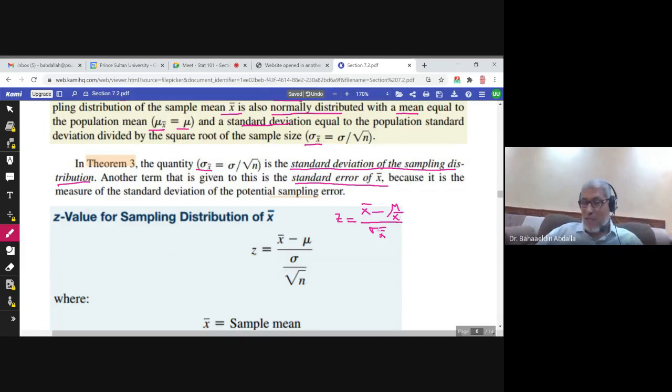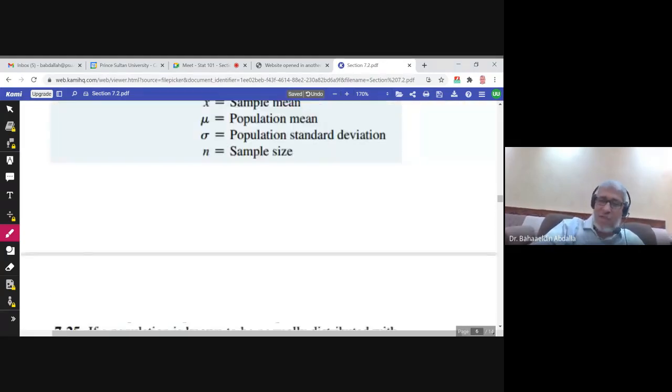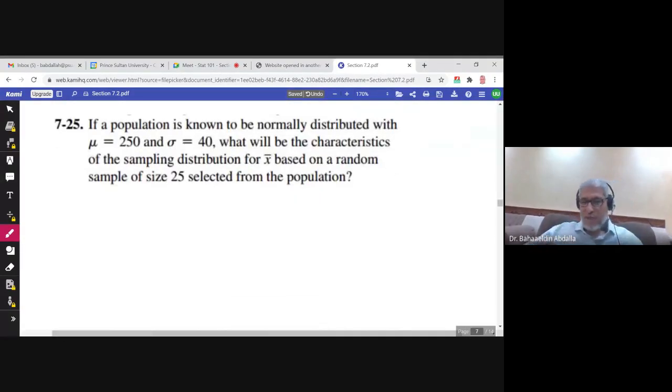But here, mu X bar is mu, and sigma X bar is not sigma. It is sigma over square root of n. So if you want to change X bar to Z, you use this formula. And once you change X bar to Z, you can evaluate the probability and find it easily. So let us just solve two questions about this.